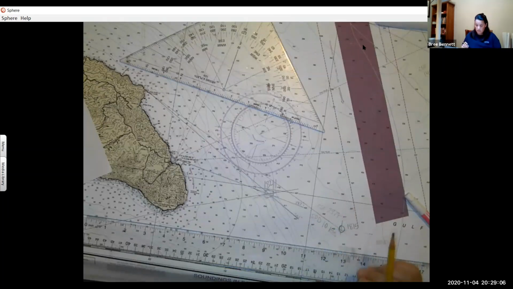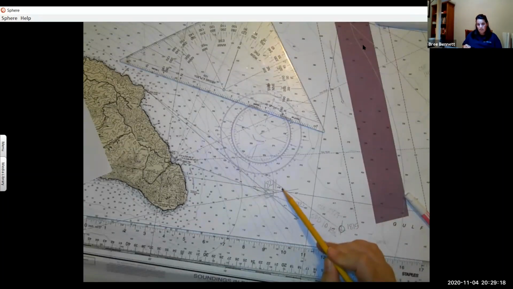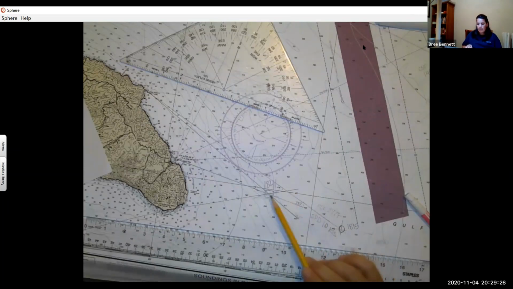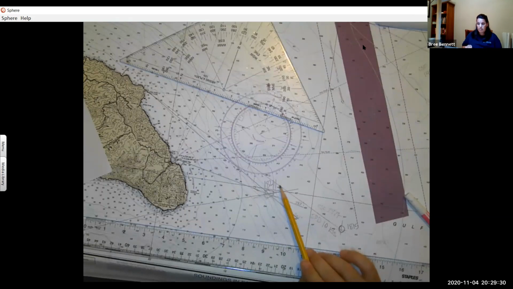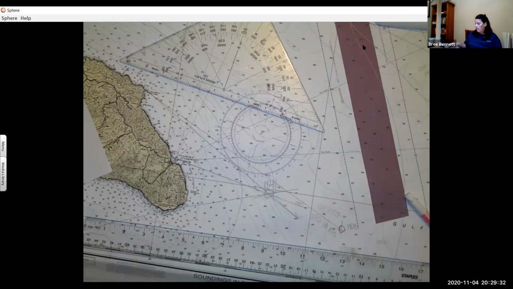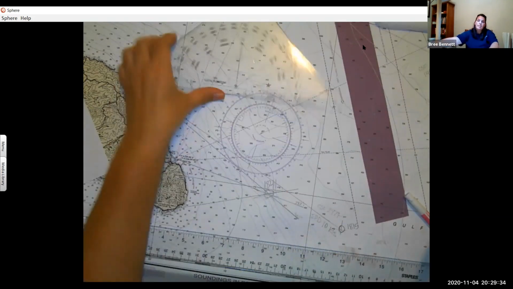As we continue to do this, it did ask us what current we encountered. I know I'm not on my track line because my track line's up here, but I have to figure out which way it's pushing me. I have an actual position, but I never actually plotted a DR position. So I am going to calculate out a DR.